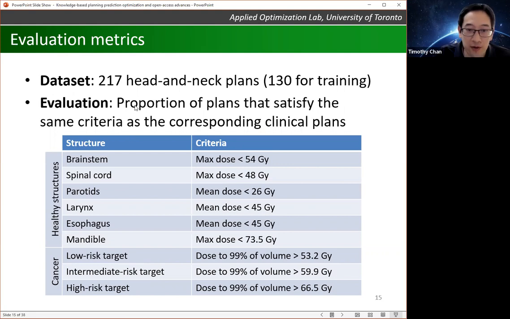We would train the models. We would then apply the trained neural network model to the out of sample 87, get a prediction, run it through the optimization, and get a plan. Okay, so that's the whole pipeline.